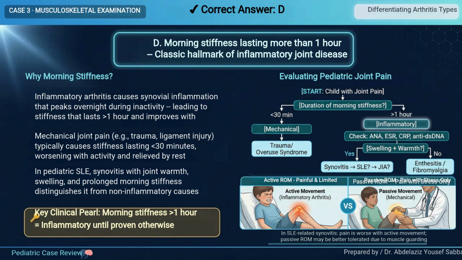Inflammatory arthritis causes synovial inflammation that peaks overnight during inactivity, leading to stiffness that lasts more than 1 hour and improves with movement. Mechanical joint pain typically causes stiffness lasting less than 30 minutes, worsening with activity and relieved by rest. In pediatric lupus, synovitis with joint warmth, swelling, and prolonged morning stiffness distinguishes it from non-inflammatory causes. The key clinical pearl is morning stiffness greater than 1 hour equals inflammatory disease until proven otherwise.